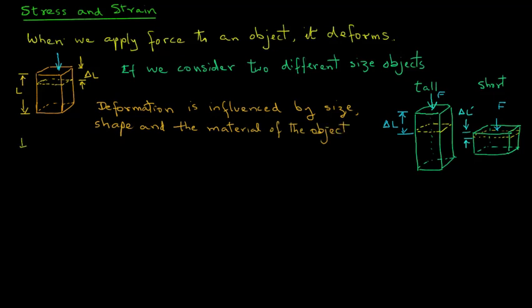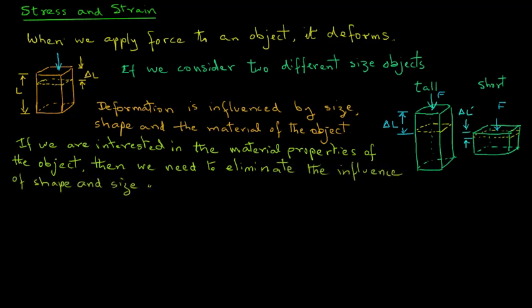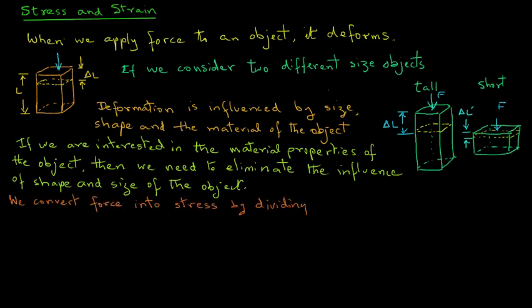Now, if we are interested in the material properties of that object, then we need to eliminate the influence of shape and size of that object. We convert the force into stress by dividing force by area. So we will use the term sigma for stress, and sigma equals F over A, where F is the force, A is the cross-sectional area on which the force is applied.